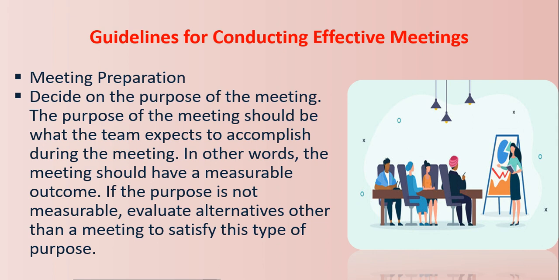Firstly, you should decide on the purpose of the meeting. The purpose of the meeting should be what the team expects to accomplish during the meeting. In other words, the meeting should have a measurable outcome. If the purpose is not measurable, evaluate alternatives other than a meeting to satisfy this type of purpose.